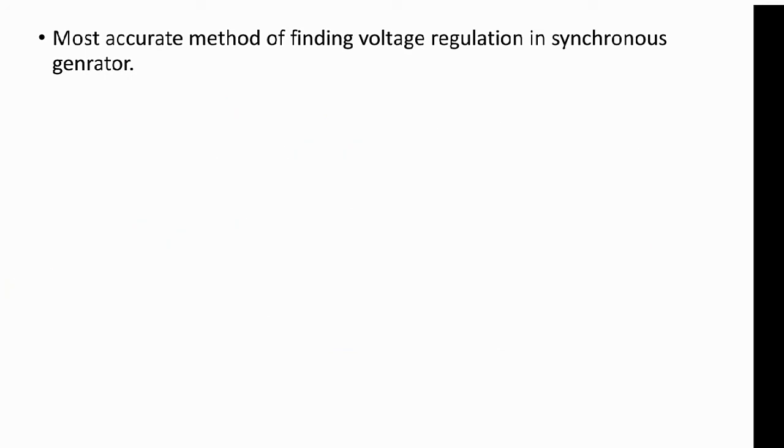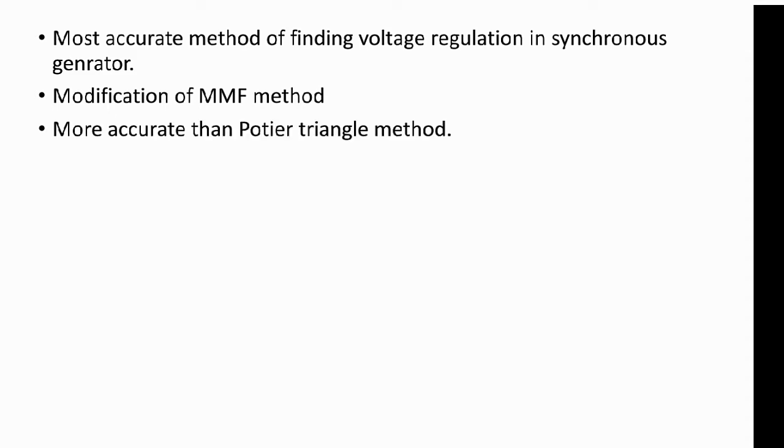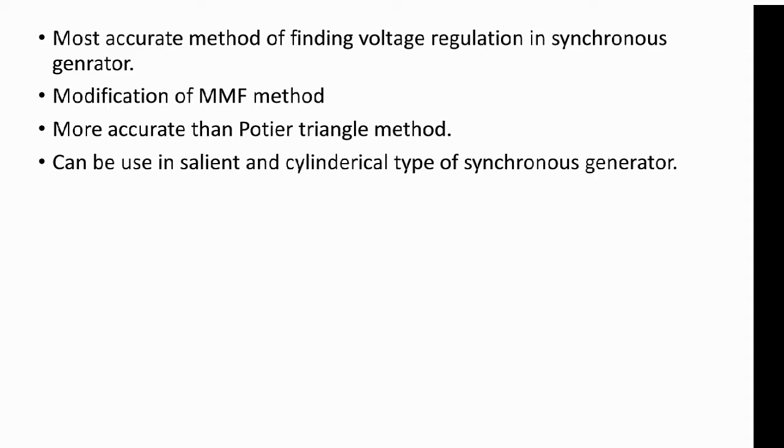So these two things make this method more accurate as compared to the previous methods. It is a modification of the MMF method, and it improves the drawback of the ZPFC method. It is more accurate than the Potier triangle method. It can be used in salient and cylindrical type synchronous generators.